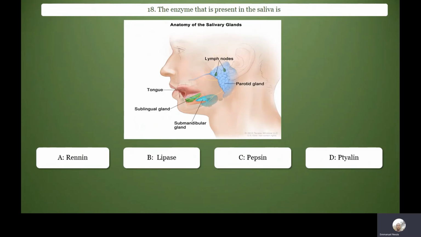The enzyme that is present in the saliva is ptyalin. Ptyalin is present in the saliva. It converts starch to maltose. It's also called salivary amylase. It's produced by the salivary glands.